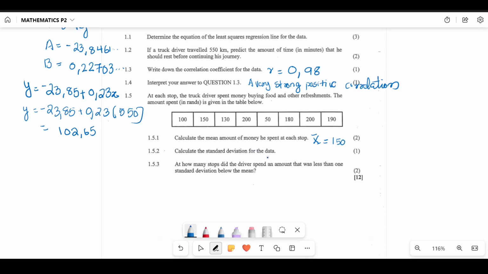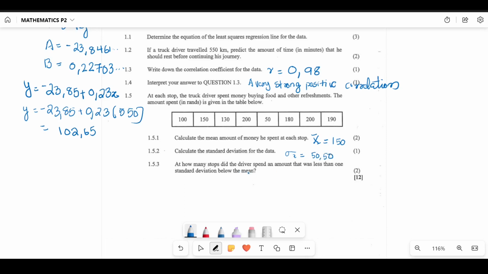Calculate the standard deviation. Again you go to shift 1, then you choose sigma x, that is the standard deviation, which will give you 50,50.